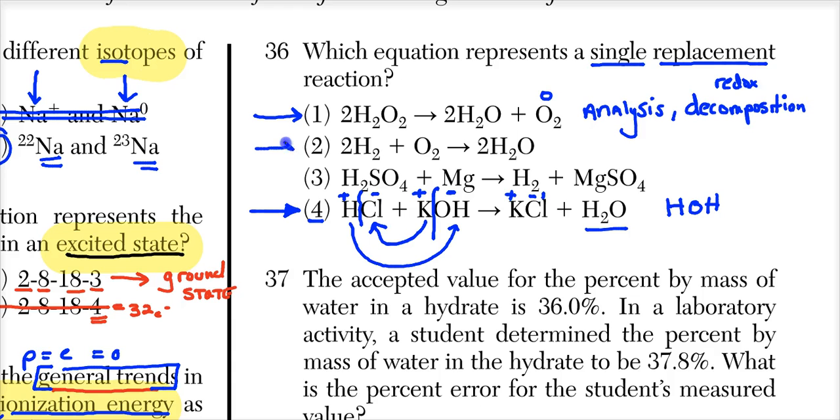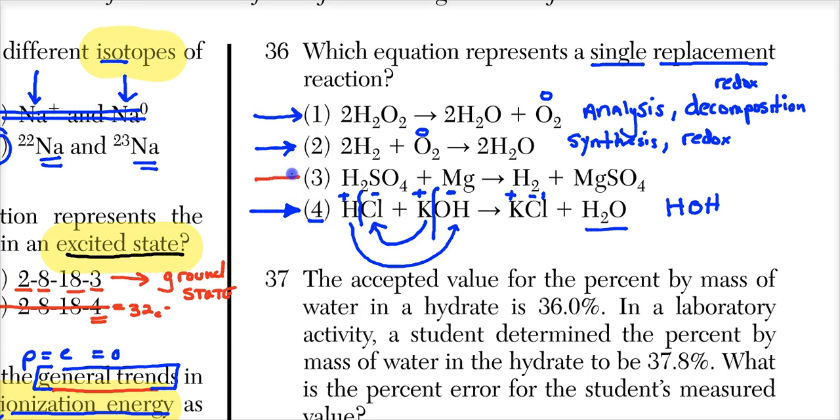Number two is the opposite of decomposition. This is called synthesis. Things are coming together to make one thing. Somewhere in your test you'll get this. So it's the opposite of decomposition. Also, you can call it a redox reaction. Why? Because there's a standalone element. All right, so synthesis. Now number three is your answer.